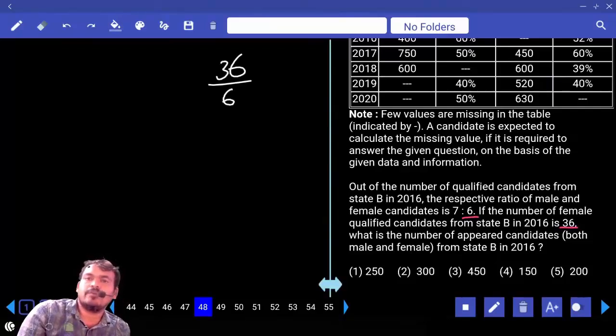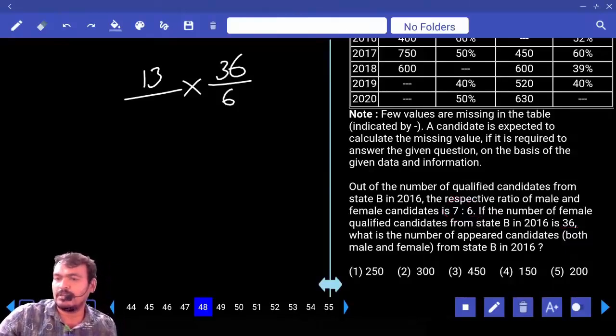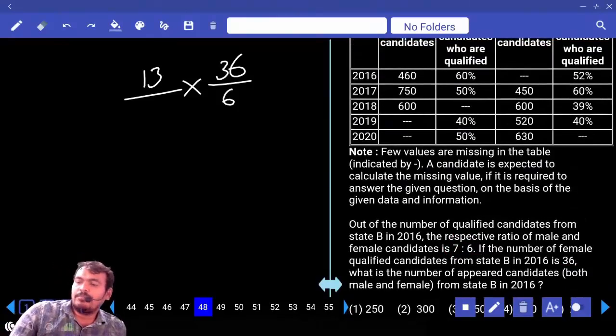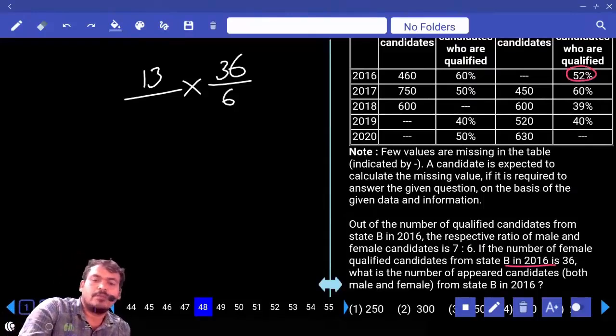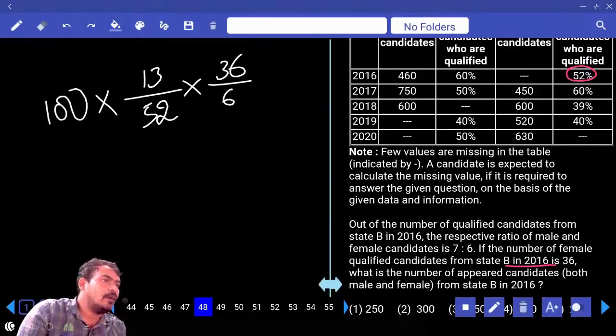36. By 6 means we get the 1 part value, or not? Into 7 means we get the male value or female value? Male value. But male and female is how many parts? 13 parts, or not? Male and female means how many parts? 13 parts. That 13 parts are equal to how much percent? Which year? B value in 2016. How much percent? 52%. Means this value represents how much percent? 52%. But we required appeared candidates or qualified candidates? Appeared candidates. Means how much percent we need?